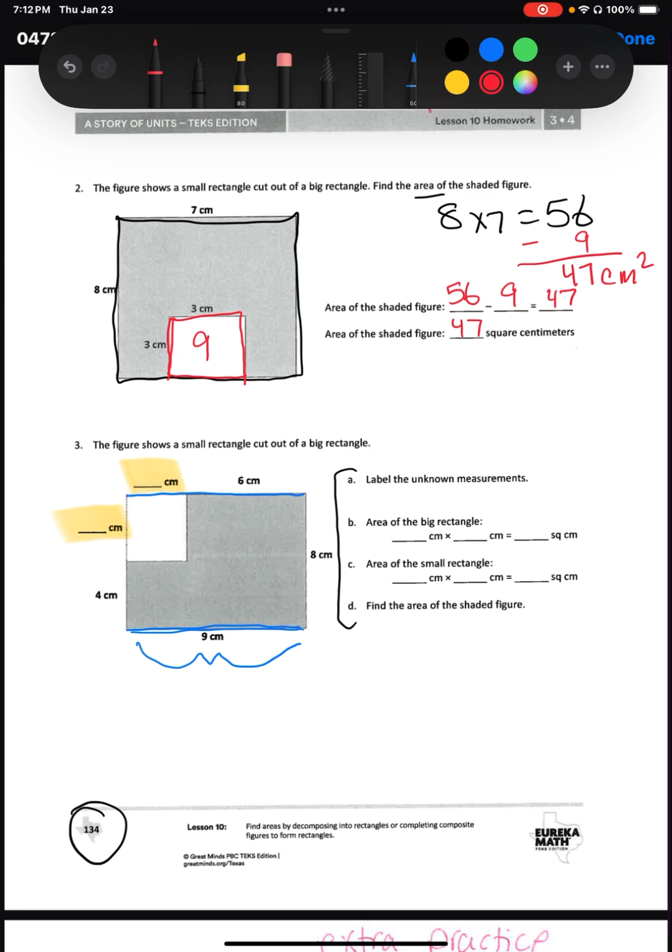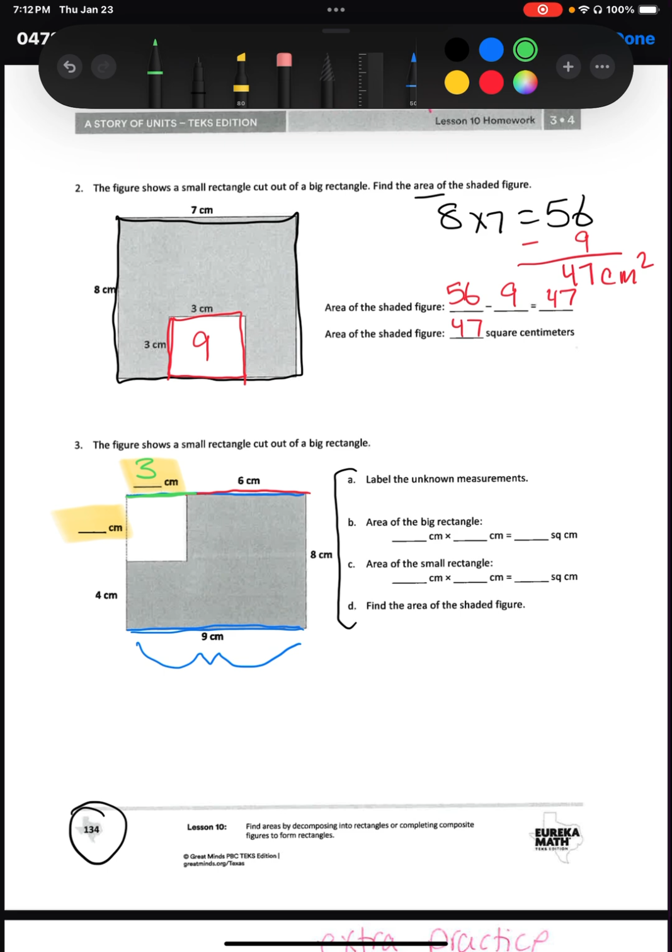What they tell me right now is that this section is 6 centimeters. Therefore, what I need to figure out is how long does this section need to be, this unlabeled section, that would bring that side to 9 centimeters. This section would have to be 3 centimeters, because if you added the 3 and the 6, you would get a total length of 9 centimeters.